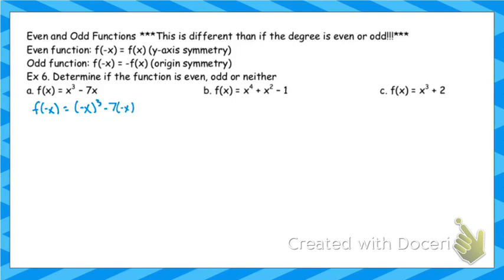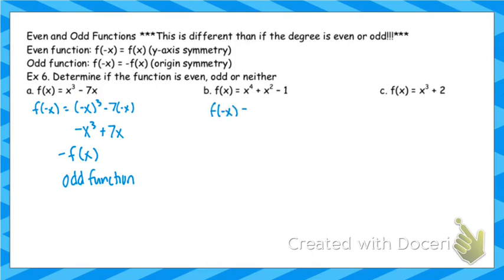Well, negative x cubed is the same thing as just negative x cubed without the parentheses. And negative 7 times negative x would become 7x. Well, if you look, that's very similar to the original function, except every sign is different, which means that's the same thing as a negative f of x. So that is an example of an odd function. It also has an odd degree. All right, let's look at b.